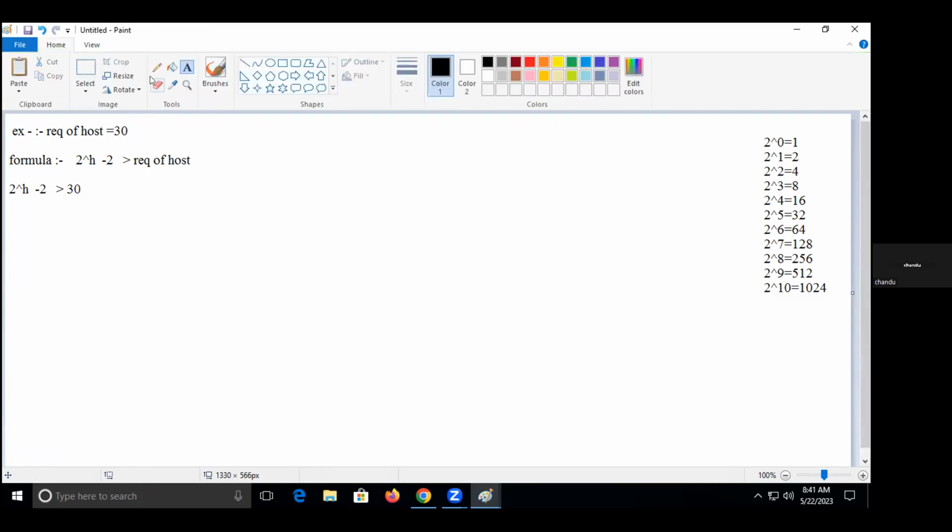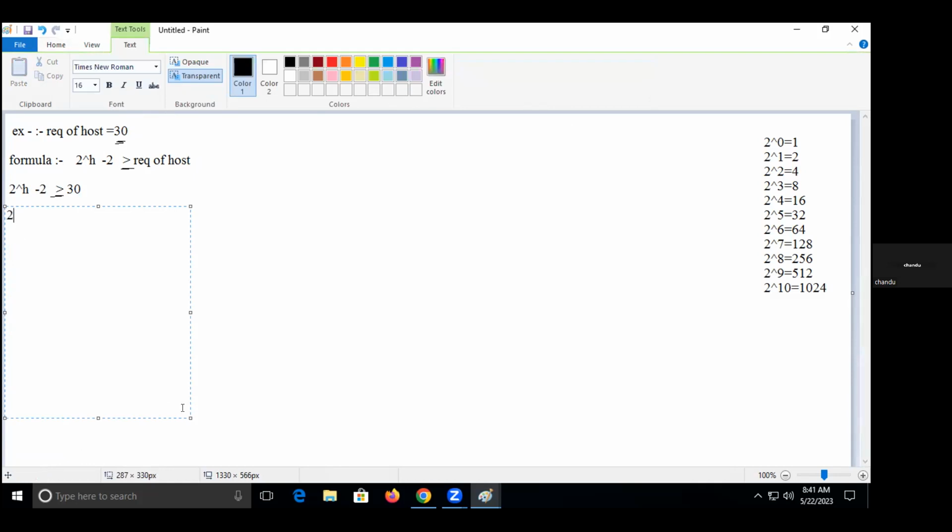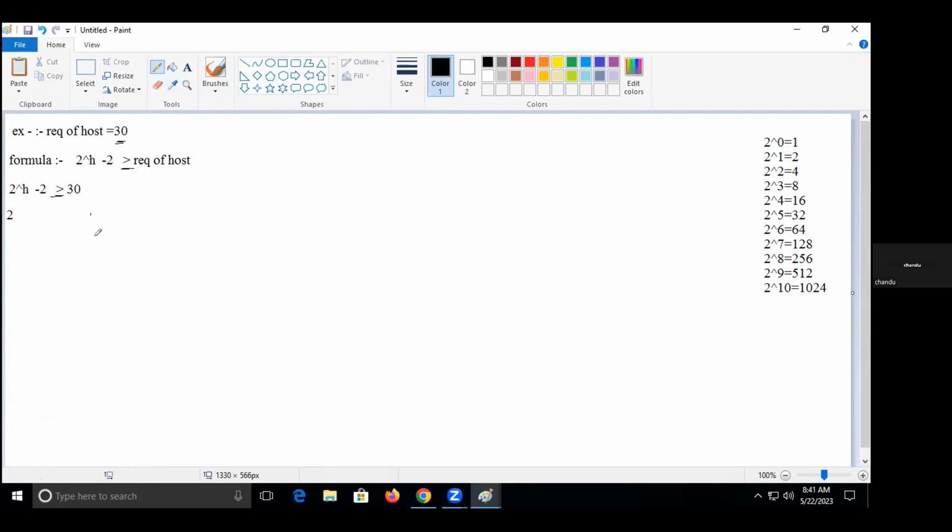2 power h minus 2 is greater than or equal to 30. Why did I take 30? Here the requirements of host is 30. So I need to take the nearest value to 30, and my condition should be satisfied. If I take 2 power 4, it's 16. 16 minus 2 is 14. 14 is not greater than or equal to 30, so I cannot take 2 power 4. Can I take 2 power 5? Yes. 2 power 5 is 32, minus 2 is 30, and 30 is greater than or equal to 30.